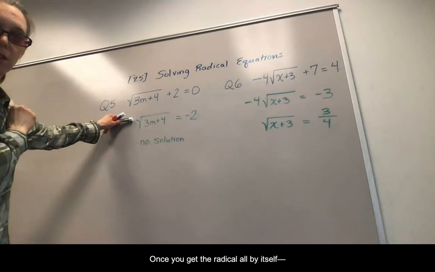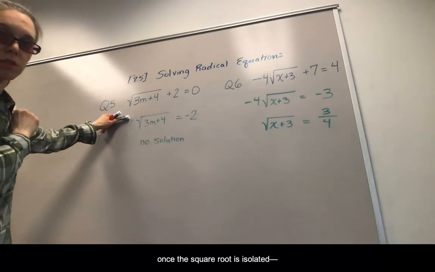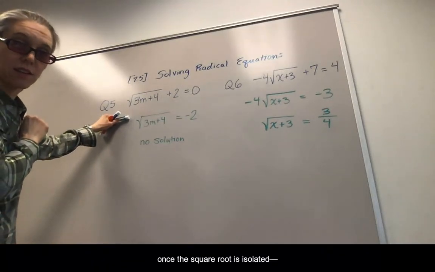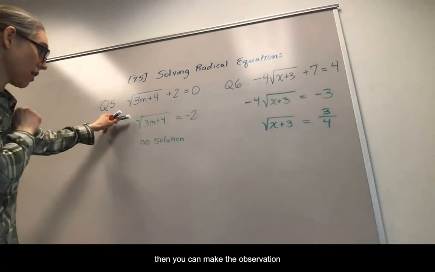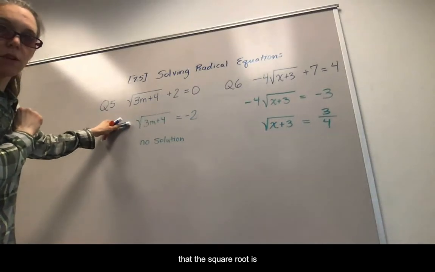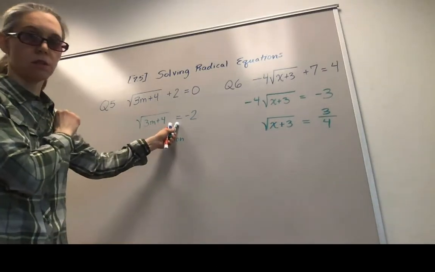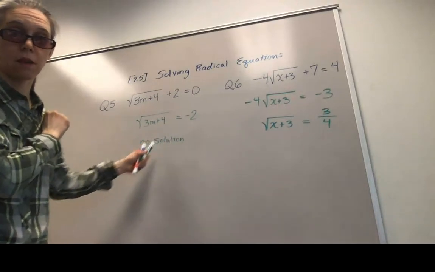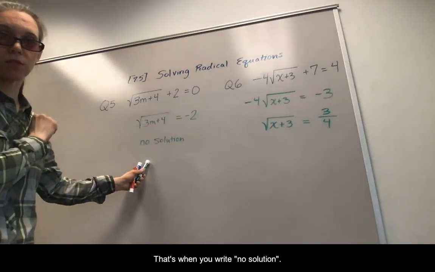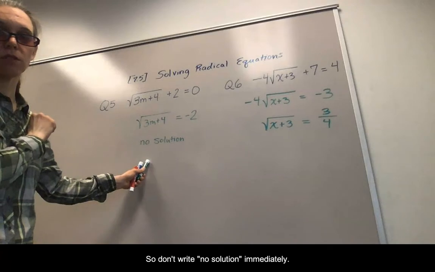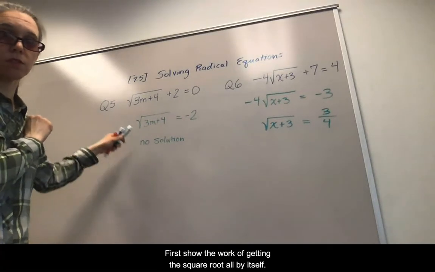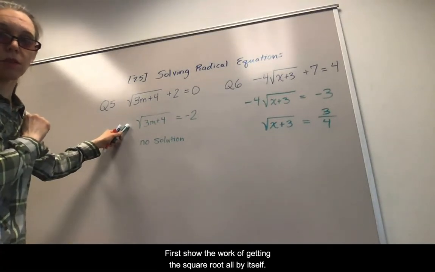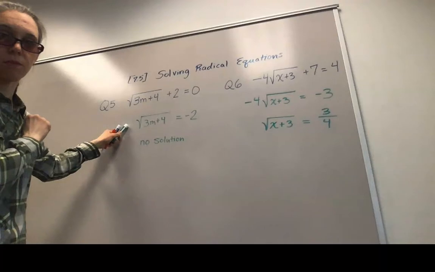Once you get the radical all by itself, once the square root is isolated, then you can make the observation that the square root equal to a negative number is impossible. That's when you write no solution. So don't write no solution immediately. First, show the work of getting the square root all by itself.